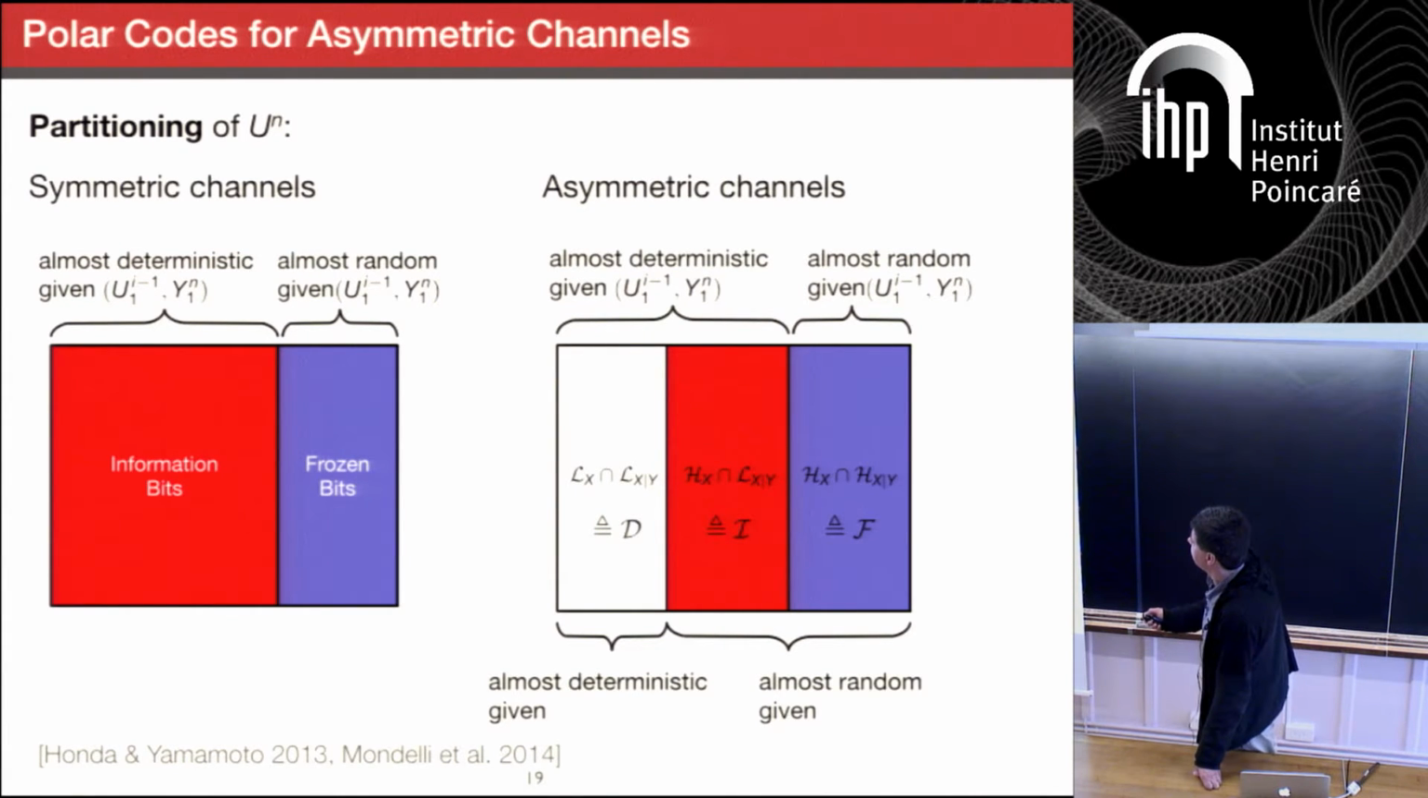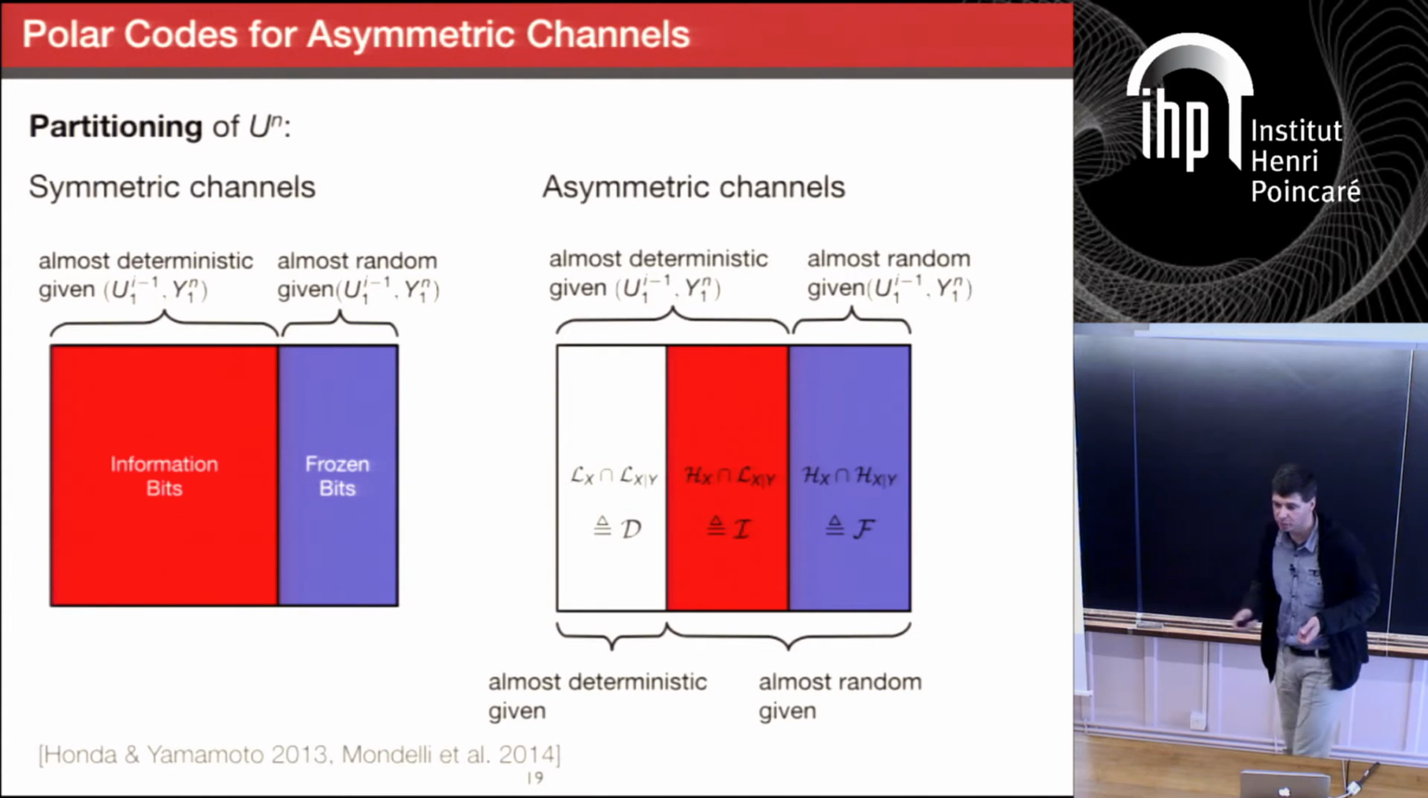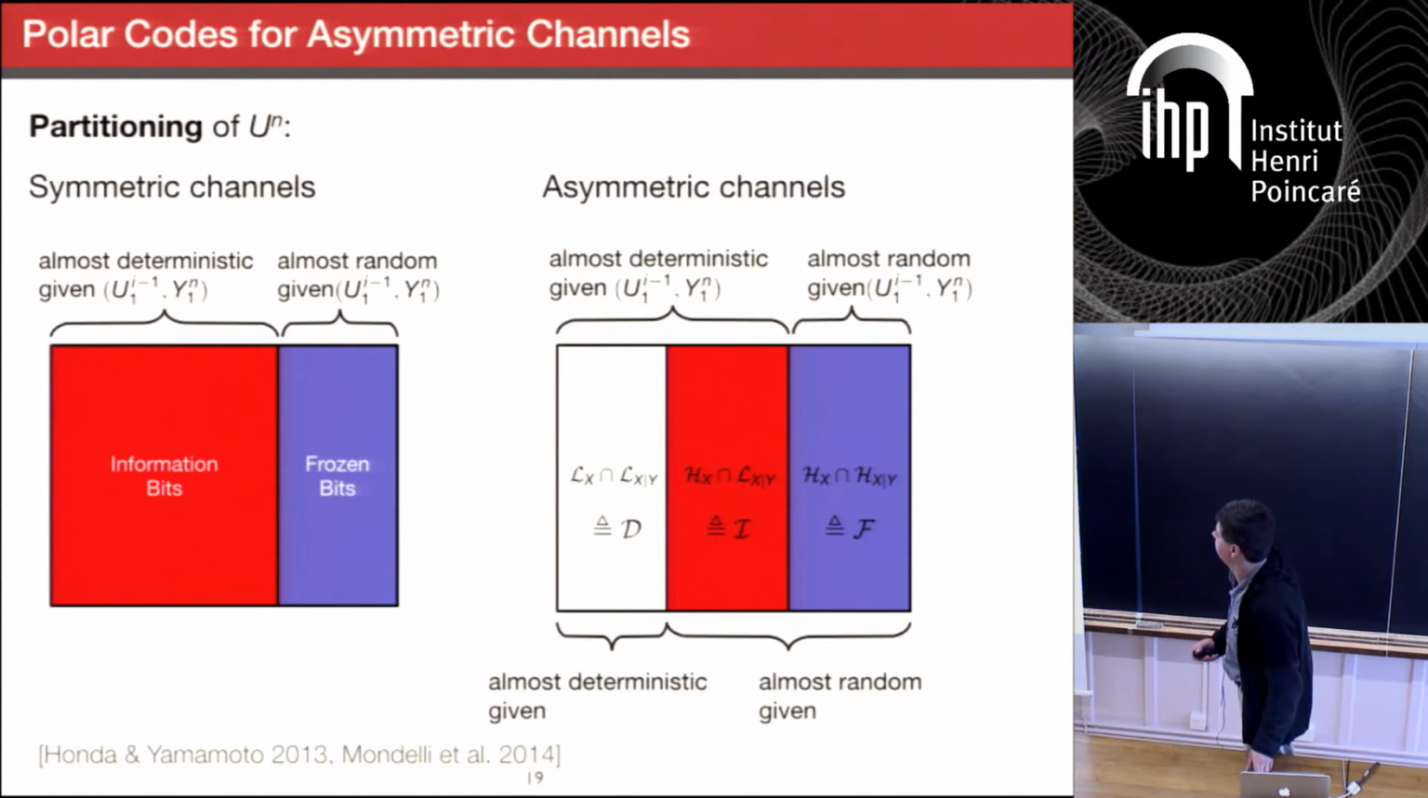But now we have to intersect, because this region would be H_X given Y, and this would be L_X given Y. In the uniform case, if the input distribution of the channel is uniform, then H_X would cover basically the whole thing. There is no L_X, because if it's uniform and we compute the entropy, we actually get 1 in the binary case. So we need this third region, actually.